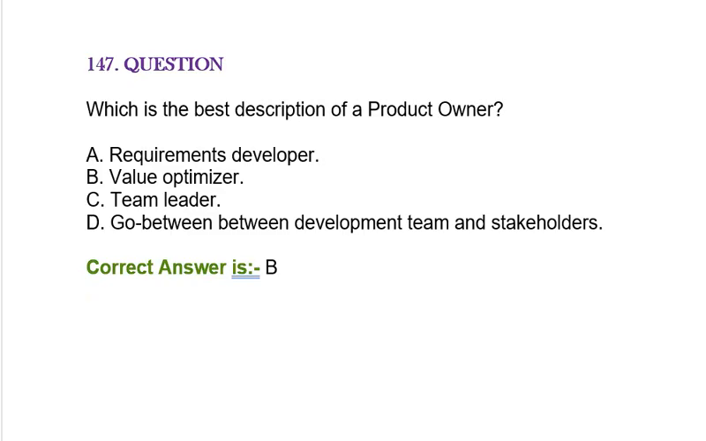Question is, which is the best description of a product owner? Option A, requirements developer. Option B, value optimizer. Option C, team leader. Option D, go between development team and stakeholders. Correct answer is option B.